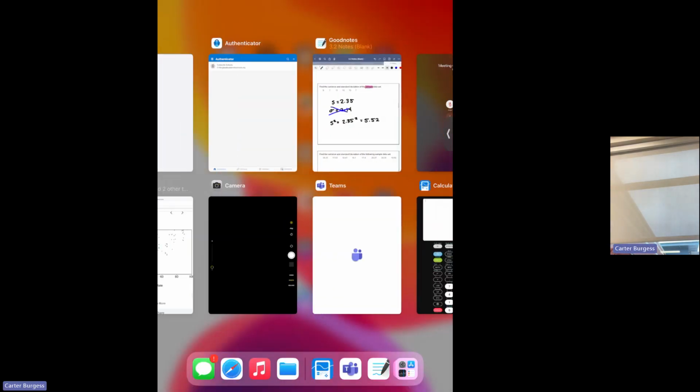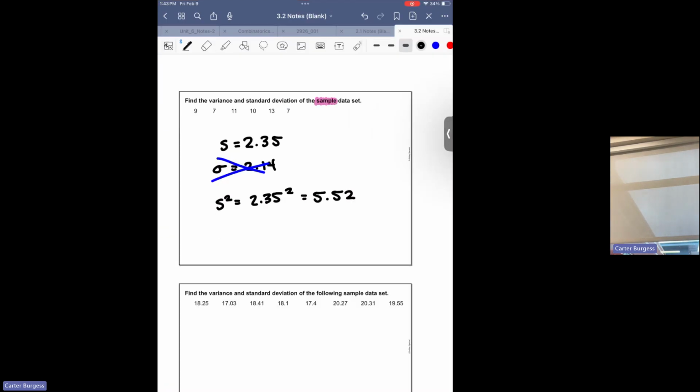So questions with standard deviation, questions with variance. If it was the sigma, you just do the same thing, but you'd use the other number instead. So if it said that this was a population data set, then we would just use sigma. You still square it. Same deal. It's just in this case we used the S rather than the sigma. Good question.